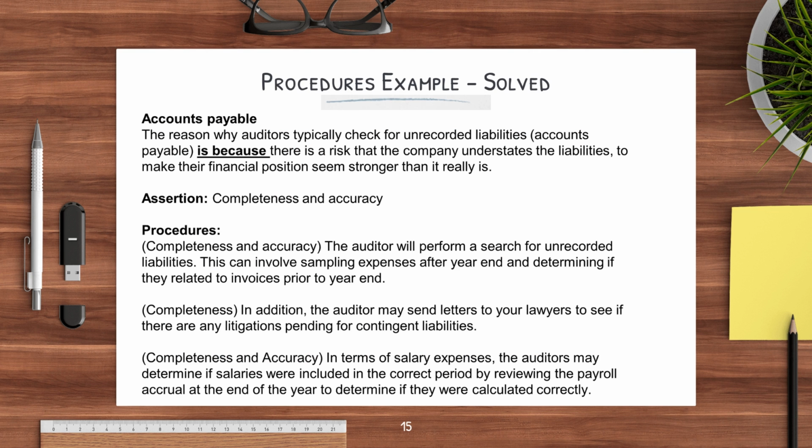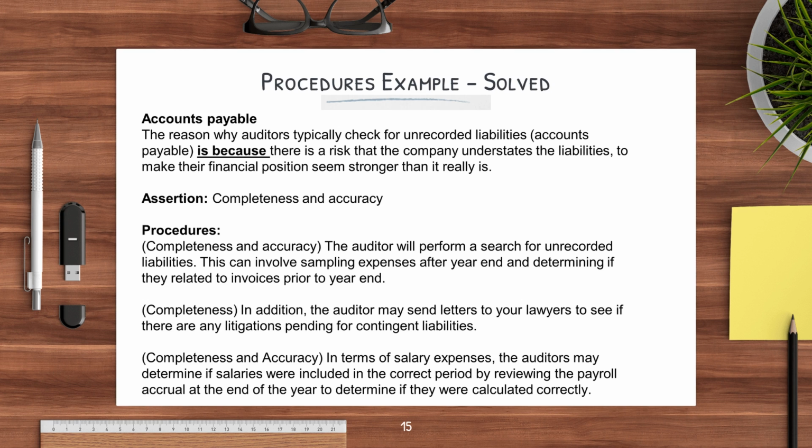So when I tried to solve this question, you have to start with why the procedures have to be done. And again, this is just specific to this case because they asked for it. Not all procedures questions will have this. So I started with the reason why the auditors typically check for the unrecorded liabilities is because there is a risk that the company understates the liabilities to make their financial position seem stronger than it really is.